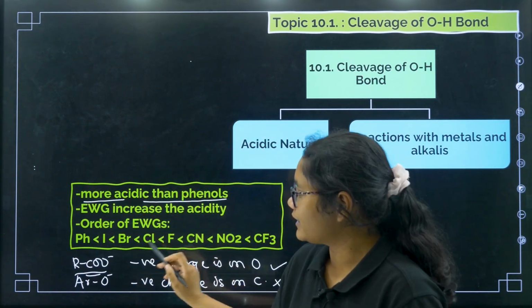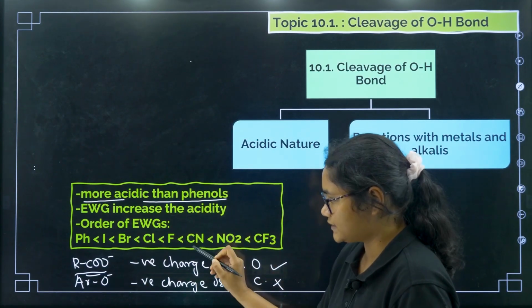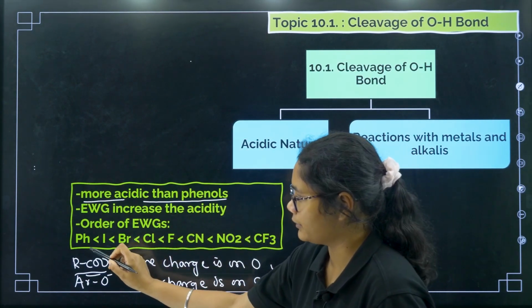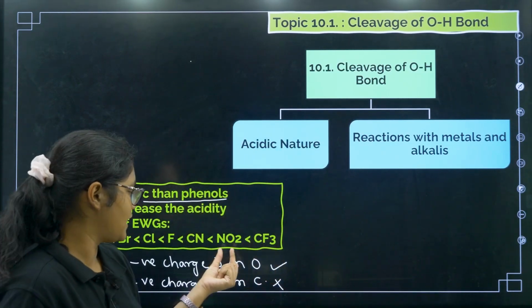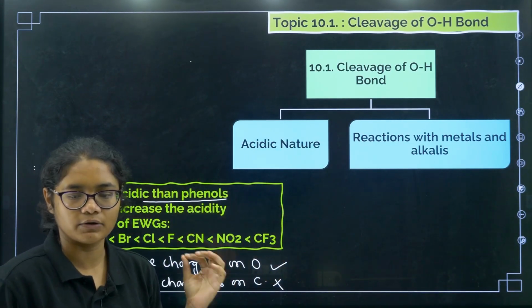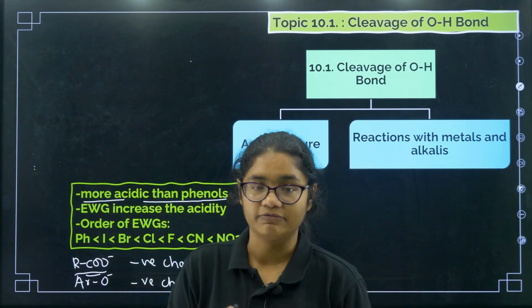Now, what is the order of electron withdrawing groups? First is CF3, then NO2, CN, then fluorine, chlorine, bromine, iodine, and then lastly we have the phenyl ring.